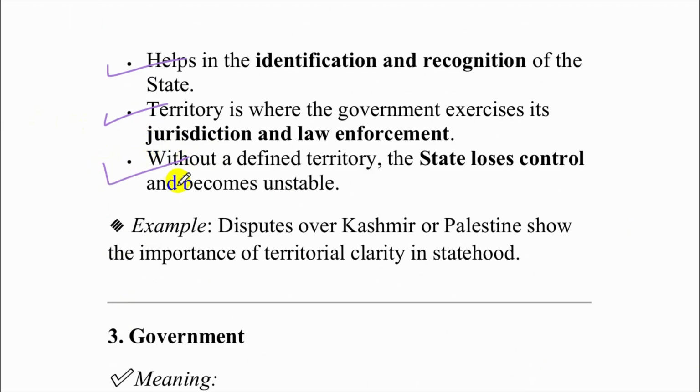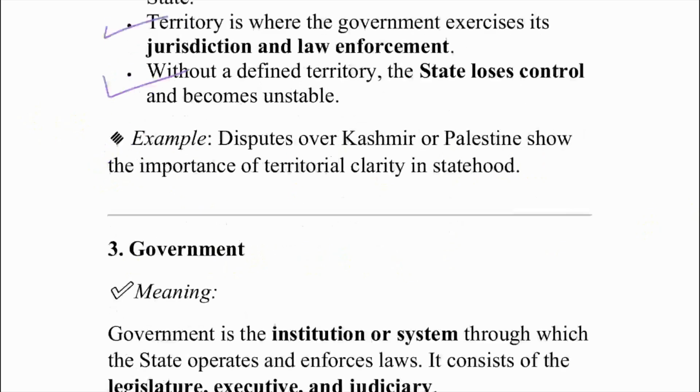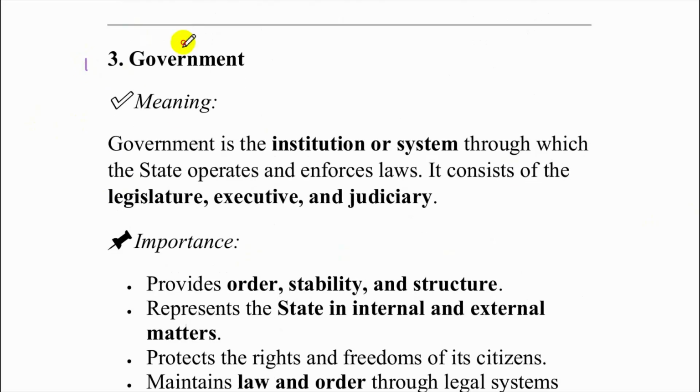Without a defined territory, the state loses control and becomes unstable. For example, disputes over Kashmir or Palestine show the importance of territorial clarity in statehood. The next element we'll look at is government.